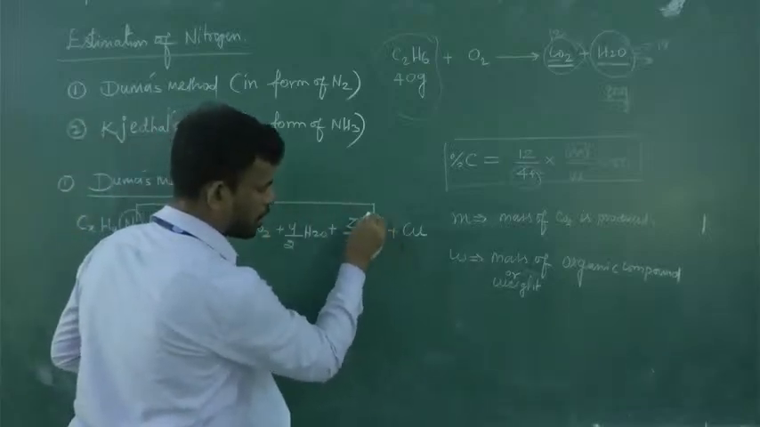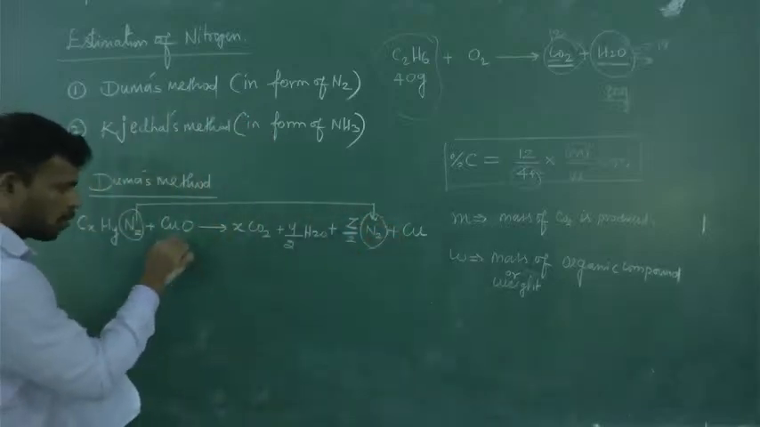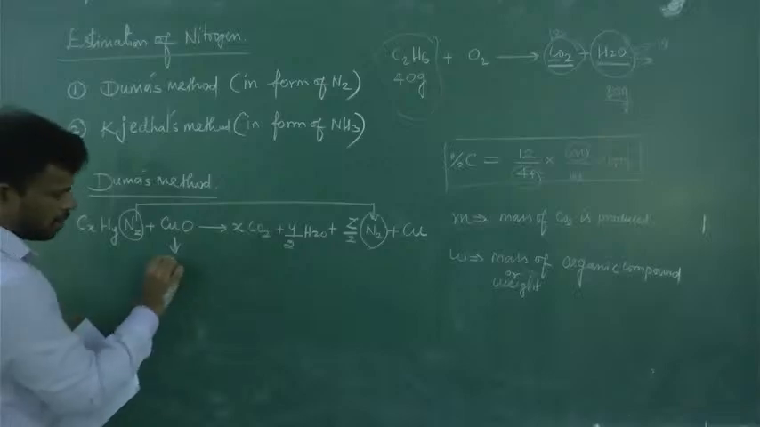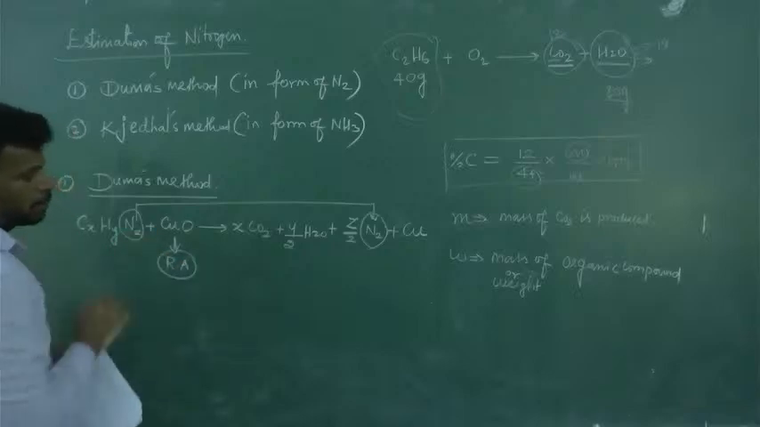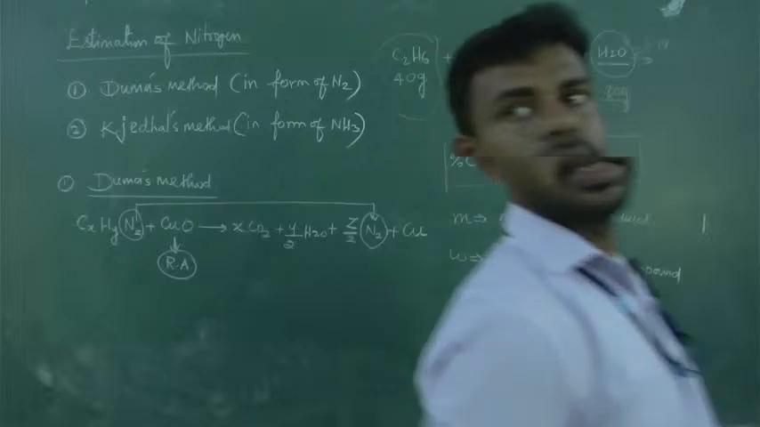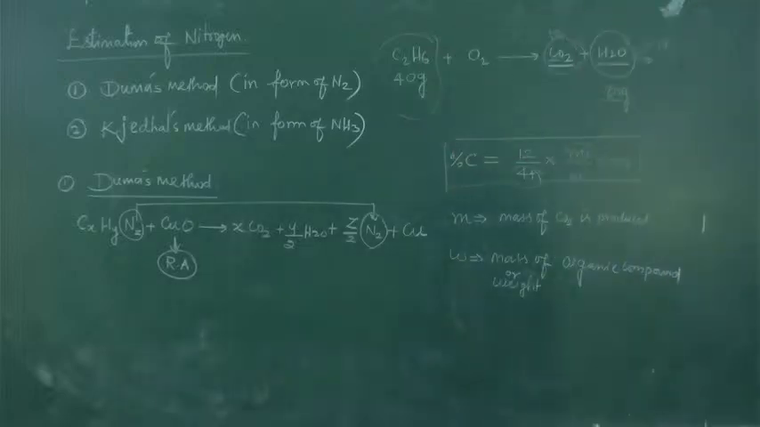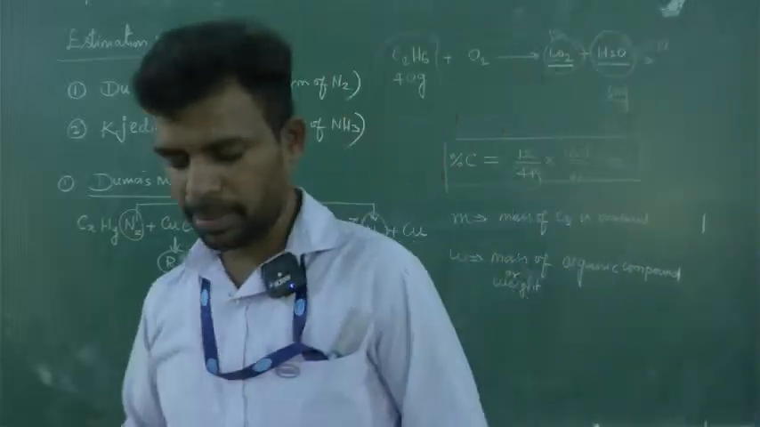N2 is liberated. What is the role of copper? It is going to be a reducing agent. Is it clear? So this is the general reaction. In the organic compound, the nitrogen is liberated in the form of N2. The nitrogen formed now, we are going to estimate. Is it clear? Yes.